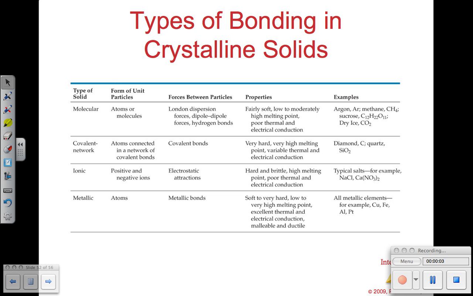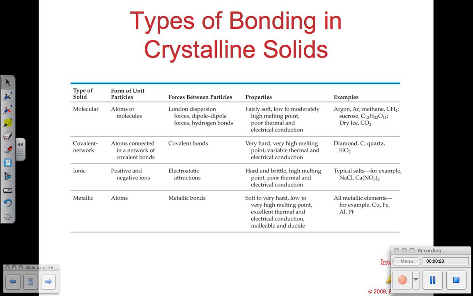The last section of chapter 11 is looking at properties of solids. When we talk about different types of solids, this table that's also in your textbook is a great example and breaks down the different types of solids and some of the properties associated with them.